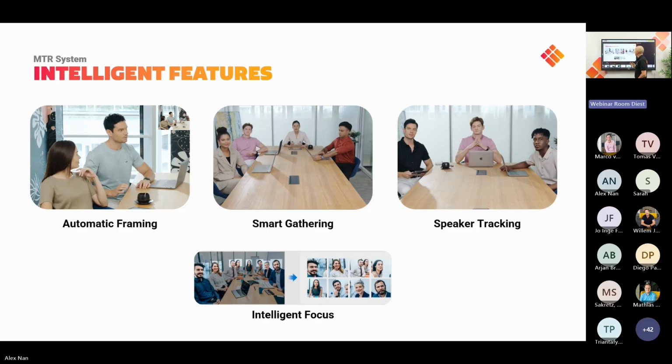Smart gathering can be activated. This gives you the opportunity to see the whole meeting room in this image, and at the same time also to get a zoom of every person individually. Speaker tracking, that's pretty straightforward. The person that is speaking will be zoomed in. And then the intelligent focus, in that case, if you activate intelligent focus, then you will get all the persons separately zoomed in on your image.